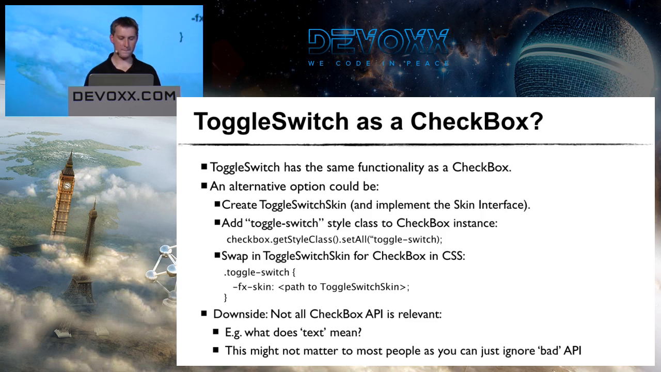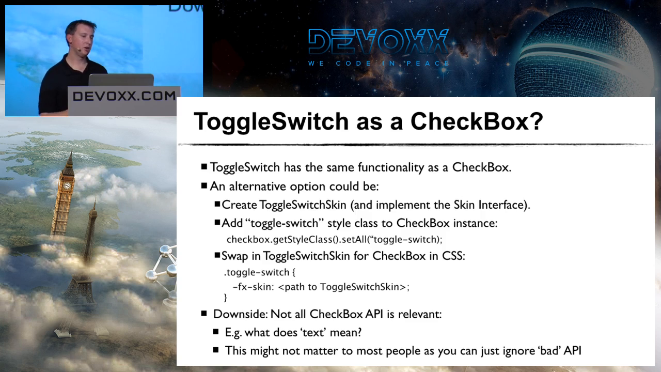The other approach is, well, actually, ToggleSwitch is basically a checkbox, like I said earlier on. You're more than welcome to do it that way. I wouldn't do that personally because, like I say at the bottom, a checkbox has a text label. And what does text mean in the context of on and off? Does text mean the on label or the off label?